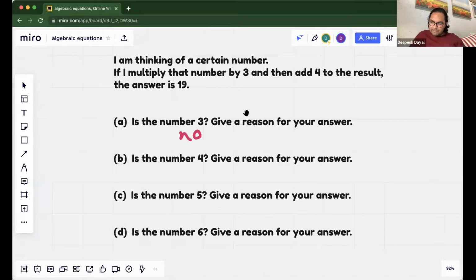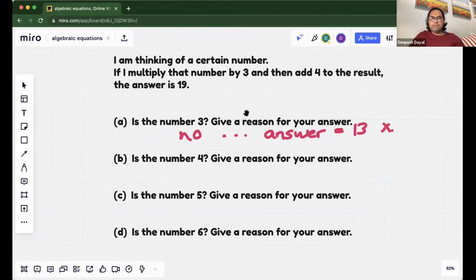And why is that? When we plug in 3, I take that number, which here is 3, right? So 3 times 3 is 9, plus 4 is 13. So that isn't the answer, right? Give a reason for your answer. Because the answer is 13, which is wrong.